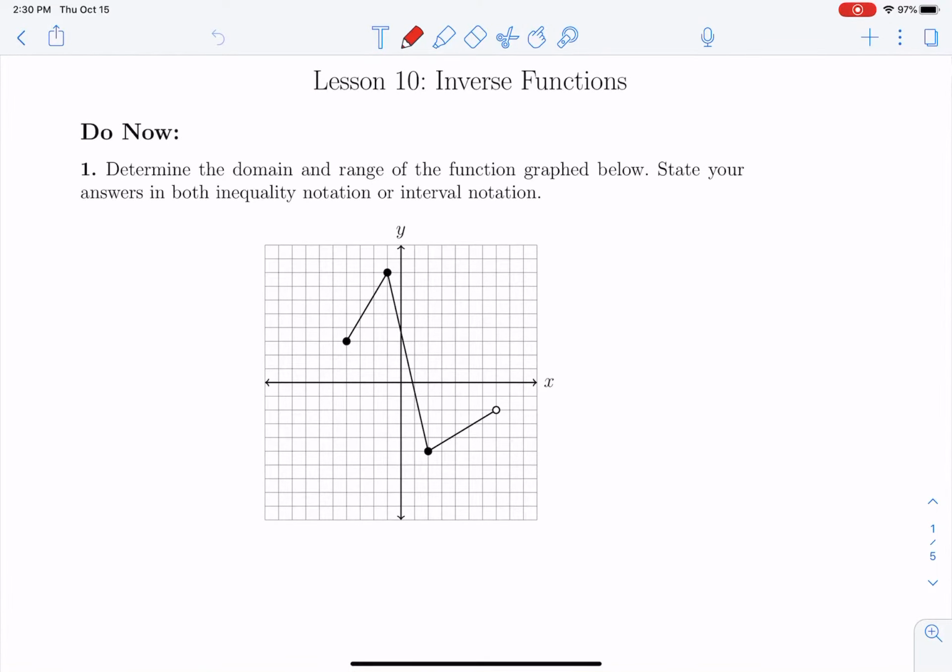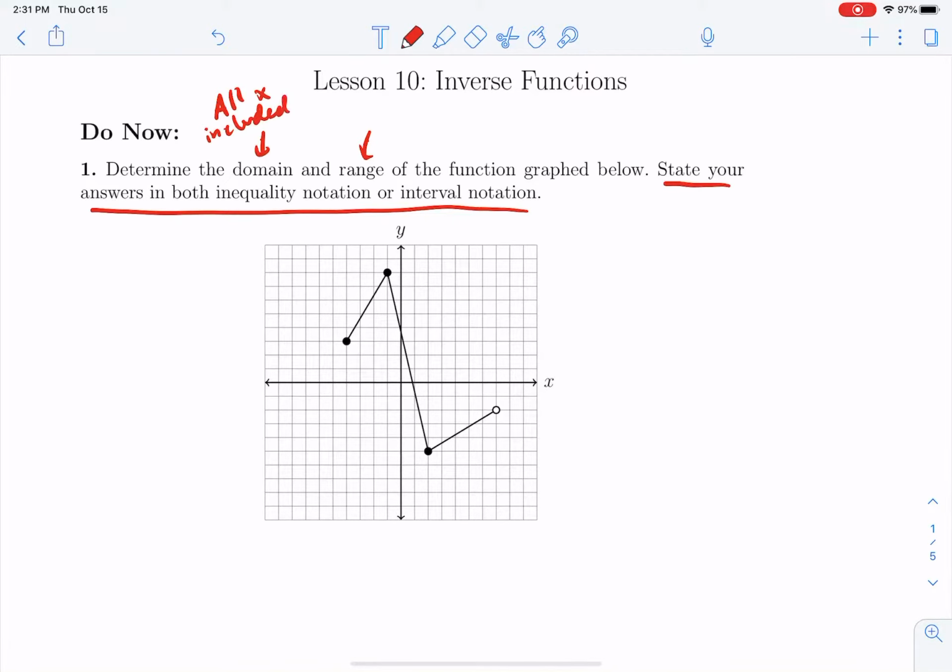Alright, in today's do now, we're asked to determine the domain and range of the function graph below, and we're going to state our answers in both inequality notation and interval notation. First of all, let's remind ourselves what domain and range are. Remember, domain is all x that are included in the function and in the interval that's described, and the range is all the y values.